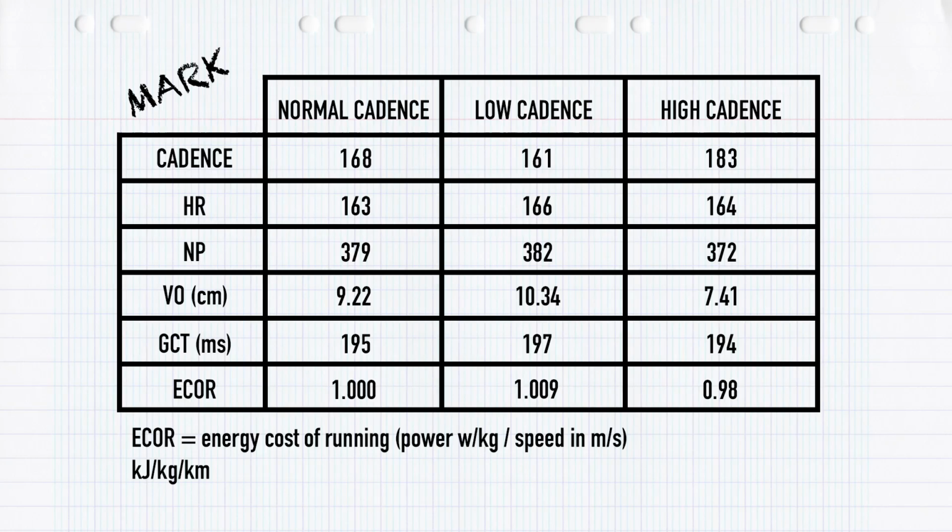So it has actually shown, and the interesting numbers here were the E-core, which is your energy cost of running, which is basically a calculation taking into account your watts per kilo and your speed in meters per second, and basically gives you kilojoules per kilogram per kilometre. Anyway, very geeky stuff, but that followed suit again with what we were talking about. So I had 1.00 for the normal, 1.09 for the low, so that's inefficient because it's a higher number. I was 1.09 for my low as well. Oh, there we go. And then 0.98 for my high cadence, which means it's more efficient because I'm putting out less power but traveling at good speeds.